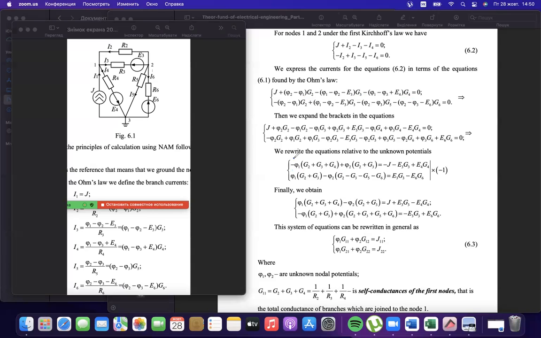And after it, we could multiply by -1 just to transform minuses into pluses, it doesn't matter. In any case, we obtain the form of equation in nodal potentials. It is the form that we want to obtain, the form for solution of the system.